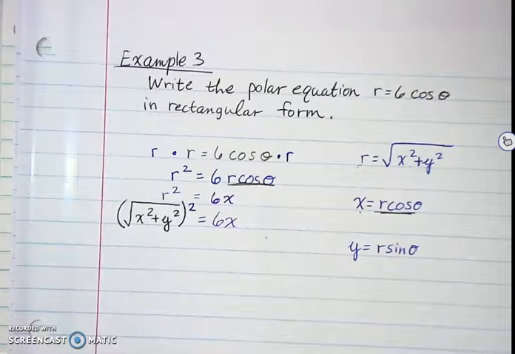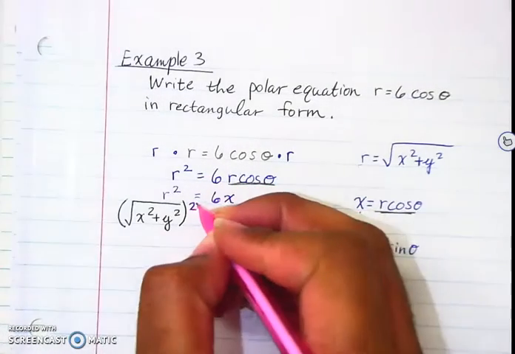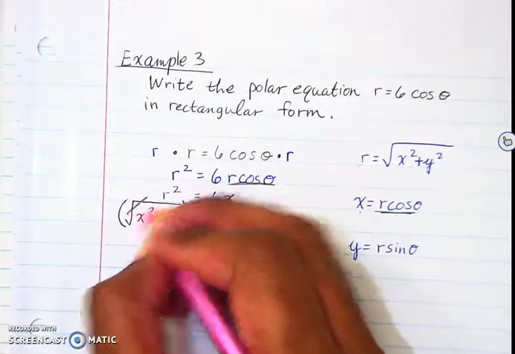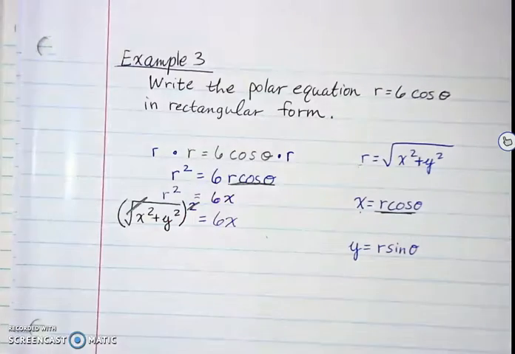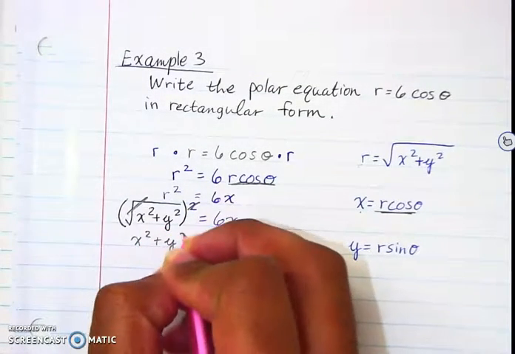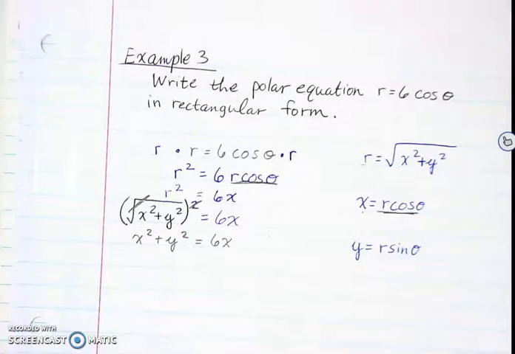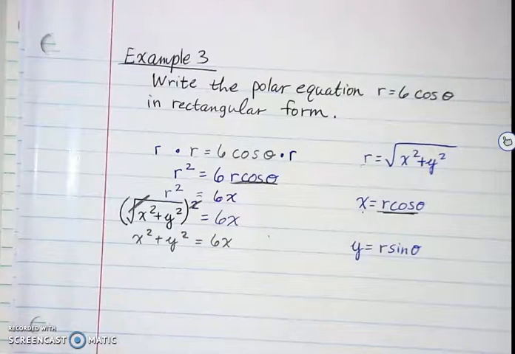Okay, and so now what do we know about square and square root? Anybody? Crickets. Exactly. That means the square and the square root cancel each other out. So we're left with just x squared plus y squared equals 6x. And then we're like, what do we do now?